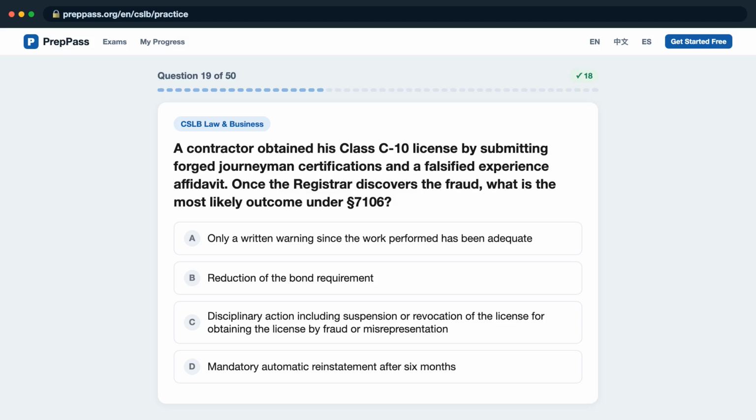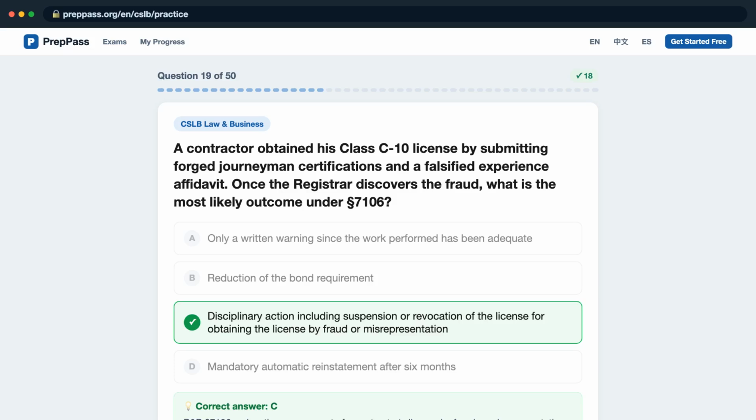Question 19. A contractor obtained his Class C10 license by submitting forged journeyman certifications and a falsified experience affidavit. Once the registrar discovers the fraud, what is the most likely outcome under Section 7106? Is it A, only a written warning since the work performed has been adequate? B, reduction of the bond requirement? C, disciplinary action including suspension or revocation of the license for obtaining the license by fraud or misrepresentation? D, mandatory automatic reinstatement after 6 months? The correct answer is C.